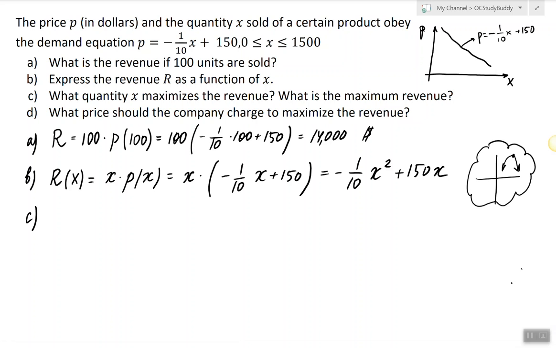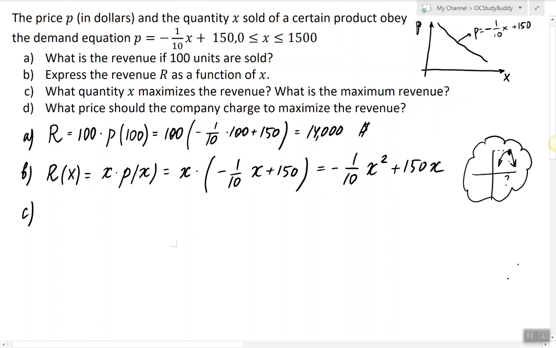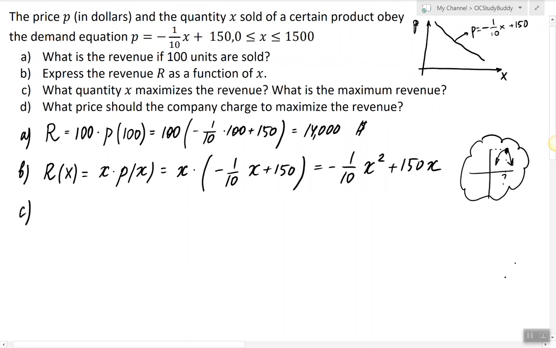It asks for which value of x the revenue is maximized. They're asking for which value we get the highest point on the parabola, and what that highest value is. So basically we just need to figure out the vertex of this parabola. To find the vertex, I'm going to use the relation that says the x-coordinate of the vertex is equal to negative b over 2a, and the y-coordinate of the vertex is equal to f of negative b over 2a. In our case, a is negative 1/10, and b is 150.